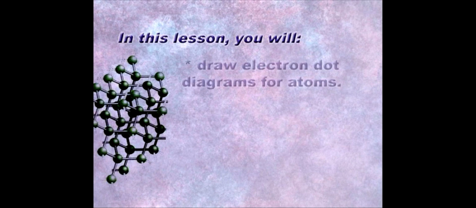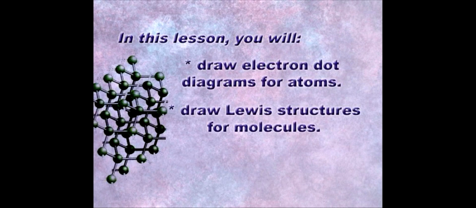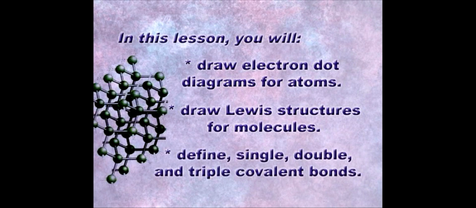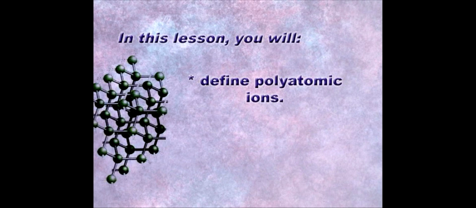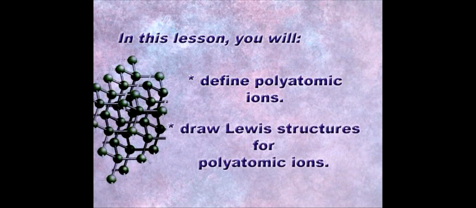In this lesson, you will draw electron dot diagrams for atoms, draw Lewis structures for molecules, define single, double, and triple covalent bonds, define polyatomic ions, and draw Lewis structures for polyatomic ions.